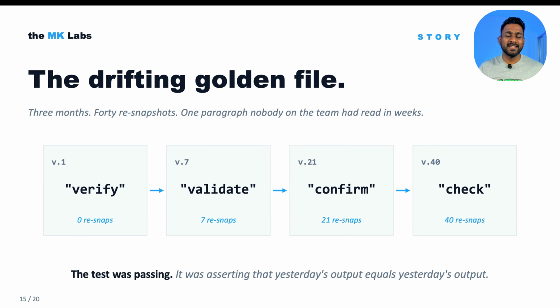And because the team keeps updating the snapshots, the test stays green. So what is the test actually asserting? Only that yesterday's output equals yesterday's output, because you're constantly redefining expected to be whatever happened most recently. The danger is subtle. You still have coverage, you still have automation, you still have pass rates, but your tests have lost the ability to tell when something meaningful broke.